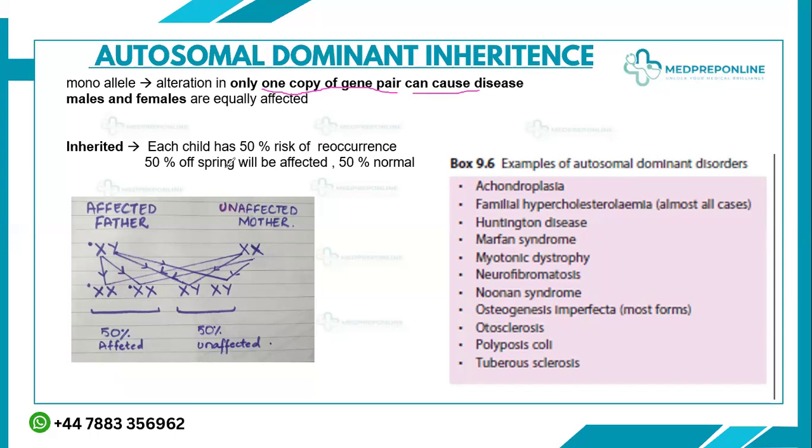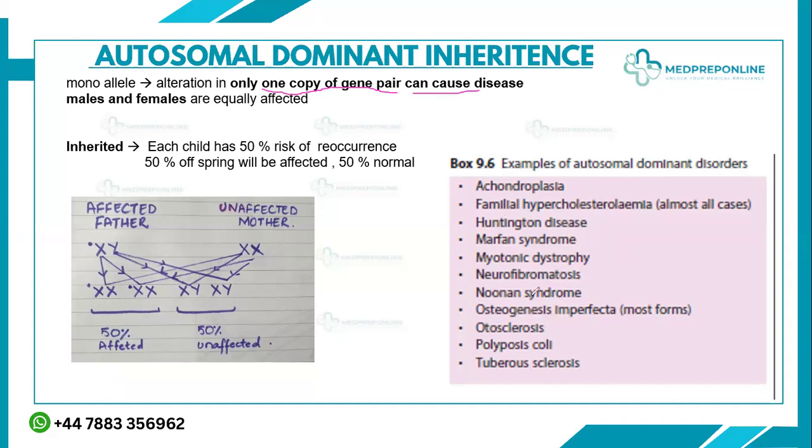So when we talk about examples of autosomal dominant disorders, we have achondroplasia, familial hypercholesterolemia, Huntington disease, Marfan syndrome, myotonic dystrophy, neurofibromatosis, Noonan syndrome, osteogenesis imperfecta, otosclerosis, polyposis coli, and tuberous sclerosis. Now these are taken from the illustrated textbook. It's given in the textbook.